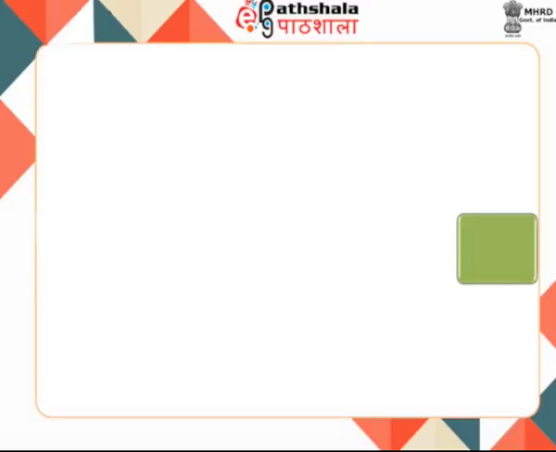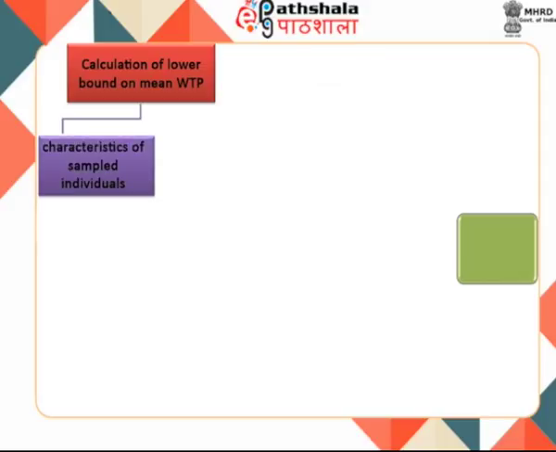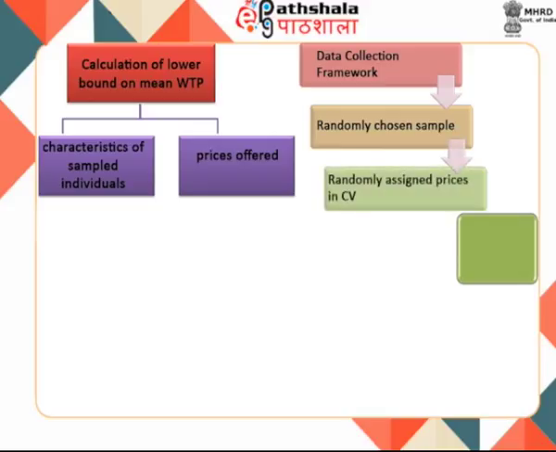Econometric and statistical methods are used to estimate WTP and analyze the factors that cause variations. In order to calculate a lower bound on mean WTP, the information on variation in the characteristics of sampled individuals and the prices offered is used. As mentioned in the data collection framework, the sample in this study was chosen randomly and the prices offered in the CV question were also randomly assigned.